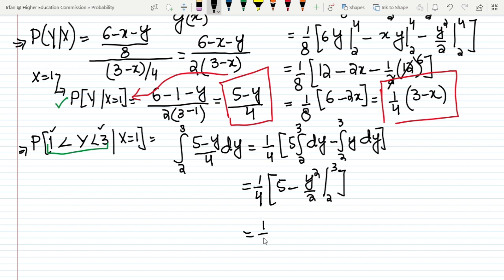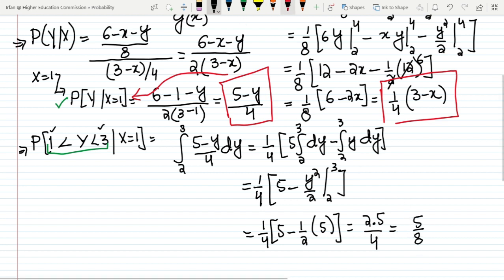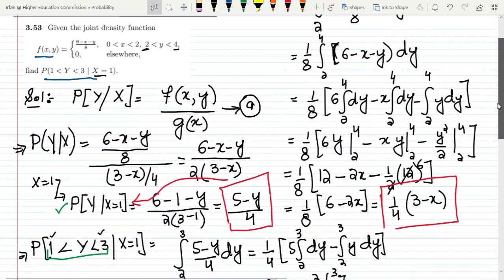So 1 by 4 times (5 minus this is 1 by 2 times 3 squared, 9, minus 4, which is 5). So 5 minus 2.5 would be 2.5 divided by 4, or in your book the answer is 5 by 8. It can also be written by multiplying the numerator and denominator by 2, so I will get 5 by 8. So that is the solution of question 3.53.